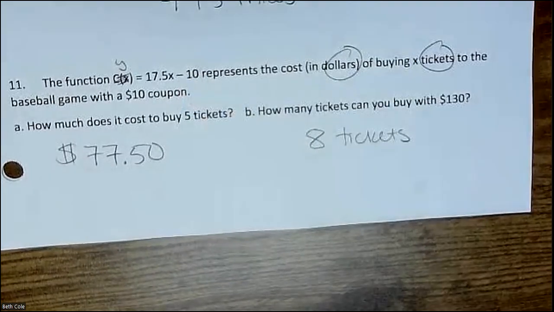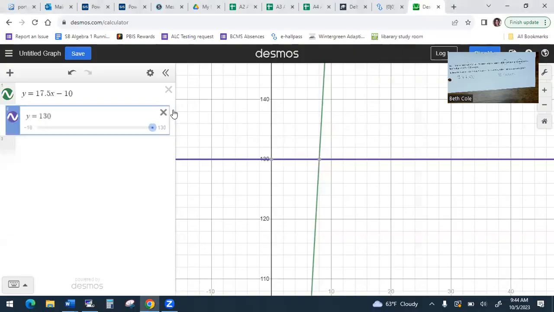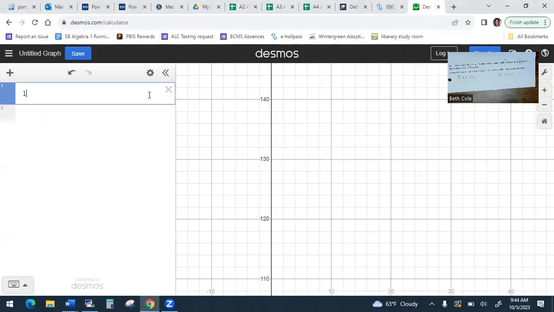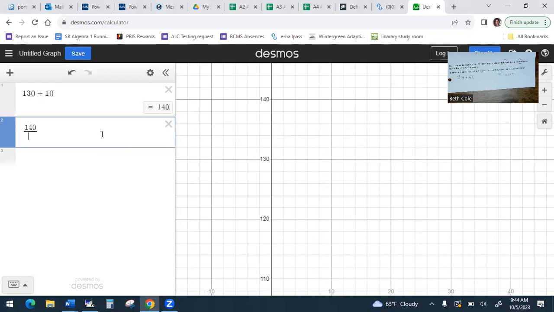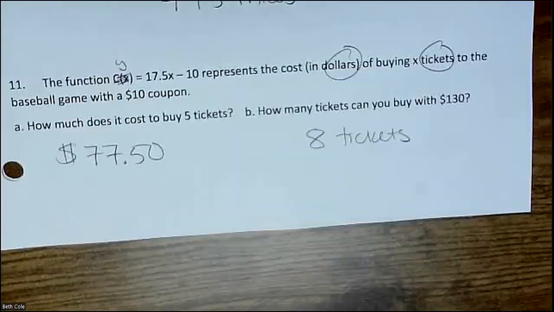So let me show you that. That's actually a really good point. Hold on. Don't stop listening to me. Humor me because that's a good point. If you take 130 plus 10, you get 140. And if you take 140 divided by the 17.5, you get your 8 tickets. So you're actually working it out mentally instead of just looking at the graph.